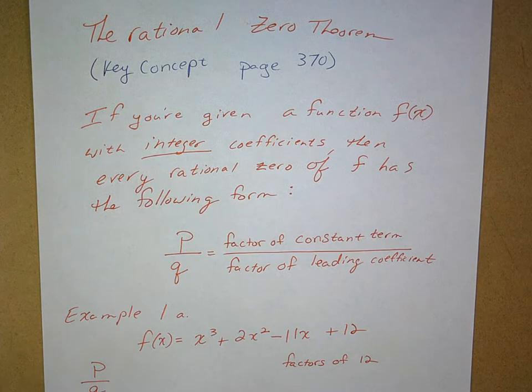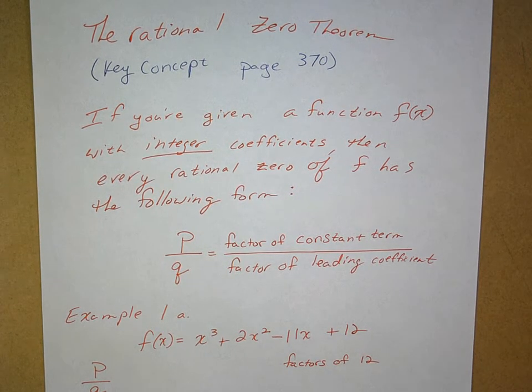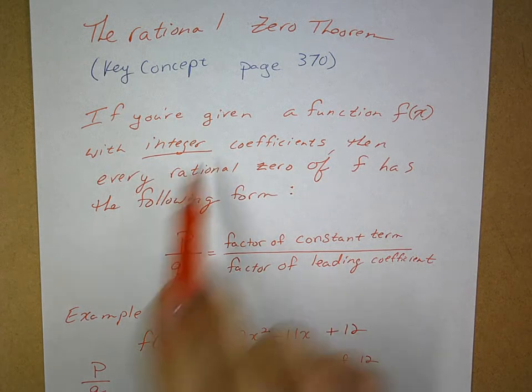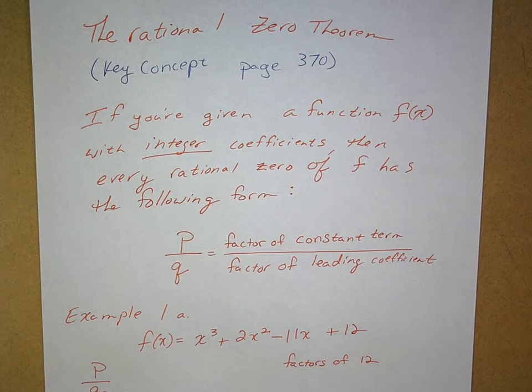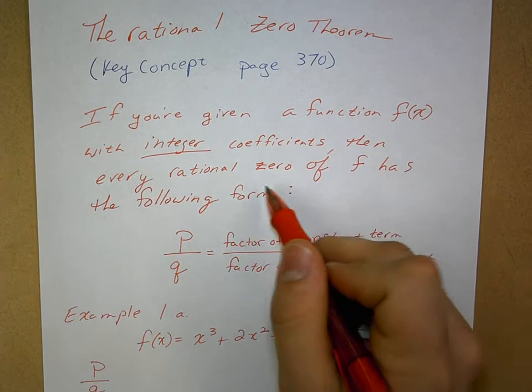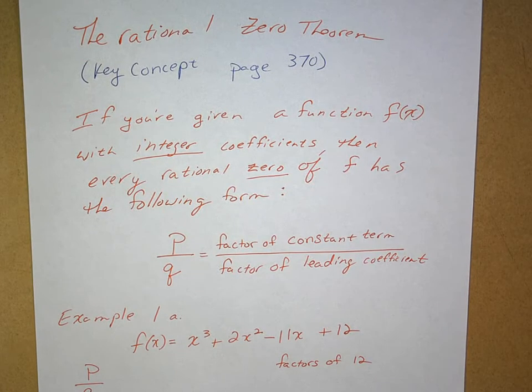What I want you to copy down in your notes from page 370, the key concept, the rational zero theorem. If you're given a function f of x with integer coefficients, make sure they're integer coefficients, then every rational zero of f has the following form. Remember, zero means it's a solution of the function.